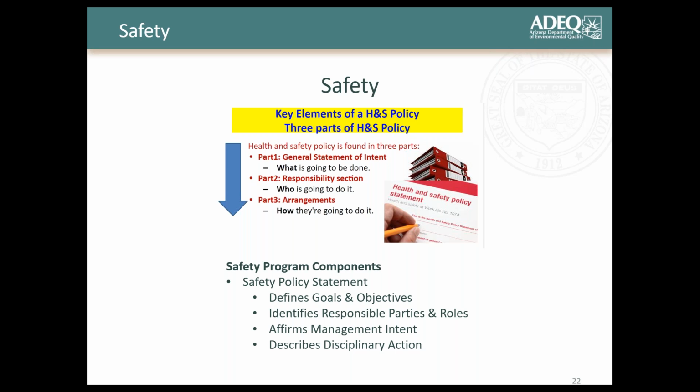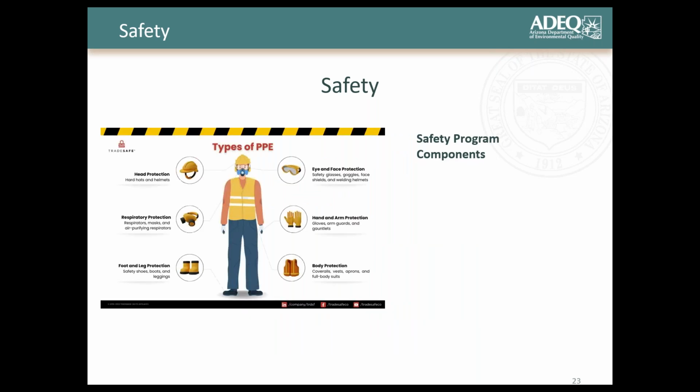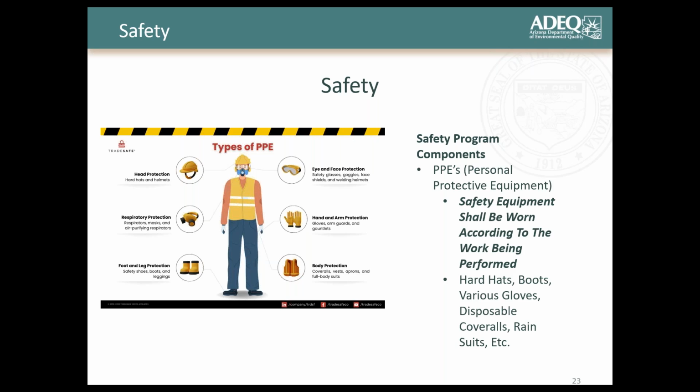You're required to have these things written out. Safety issues aren't something that should be left up to interpretation. There are strict rules and regulations for a reason. We really want everybody to go home safely. And components of a safety program will define the types of PPE that you're wearing, right? PPE, or personal protective equipment.